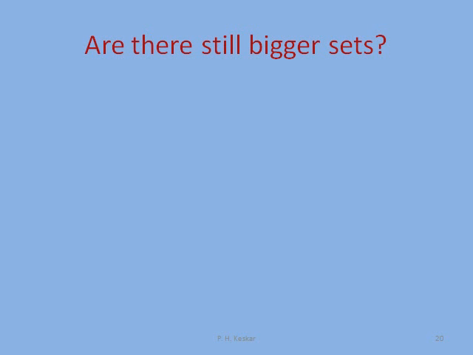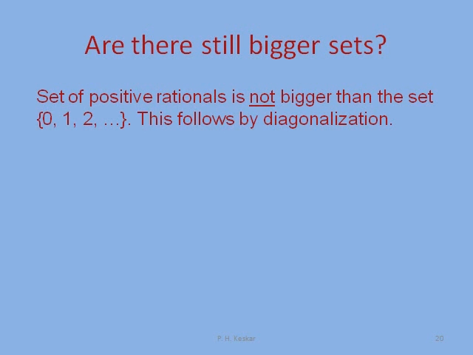Infinitely many, infinite set. Are there still bigger sets? So far we have seen that if you add one more element, that still doesn't make it bigger, because you can put them in one-to-one correspondence.